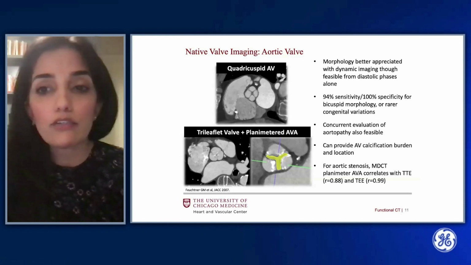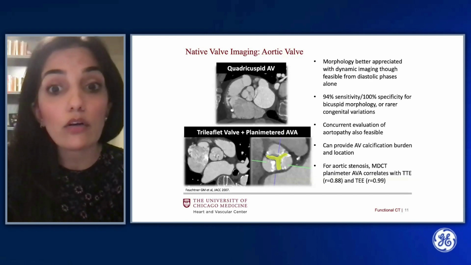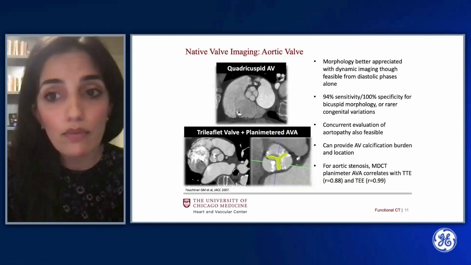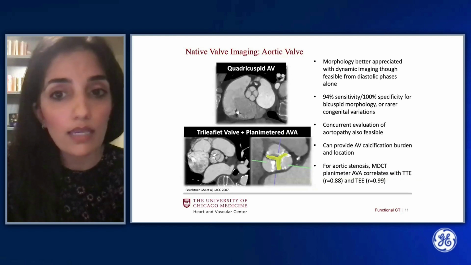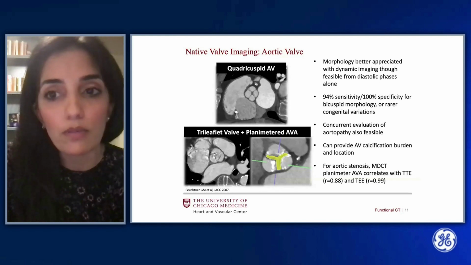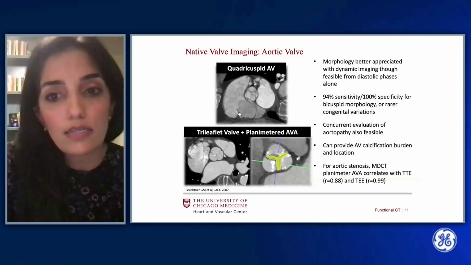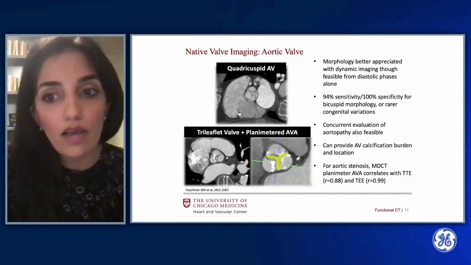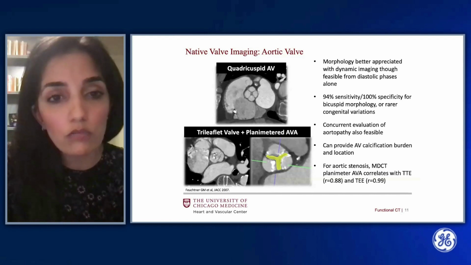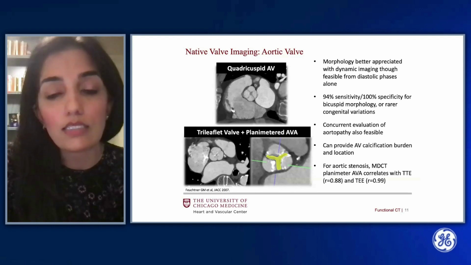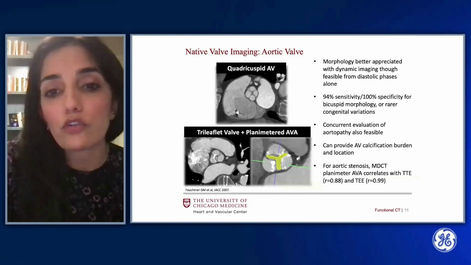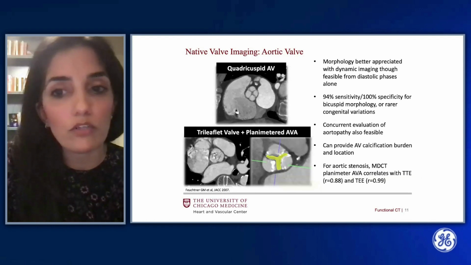An additional advantage of CT includes its ability to concurrently evaluate for the presence of aortopathy, which often has important implications in the bicuspid patient population. Multi-detector CT planimetry for the aortic valve has a good correlation with both transthoracic and TEE, and can be used as an alternative modality in cases where echo imaging is limited.